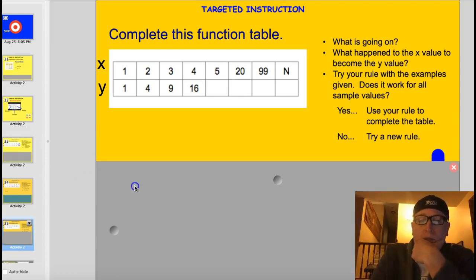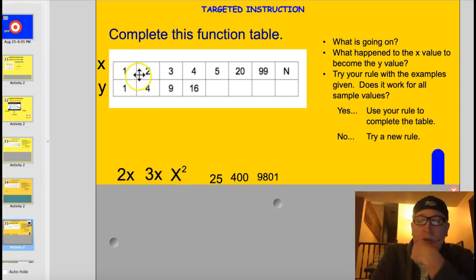Okay, let's think about this. The first thing I thought of was times 2, because I saw 2 times 4, but that doesn't even work for the 1 value, so it can't be that. It can't be times 3, but I saw that one there, so that didn't work.